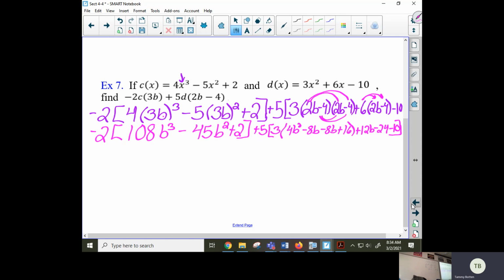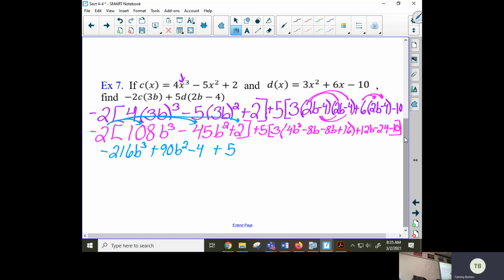So like I said, it's very easy to make a mistake on this. So what we're going to do next, we're going to distribute in this one, this -2. So -2 times 108 is -216b to the third. -2 times -45b squared is plus 90b squared. And -2 times +2 is a -4. Okay. Now when I go to this one, I'm going to leave that 5 out front.